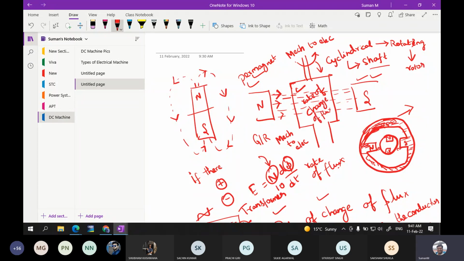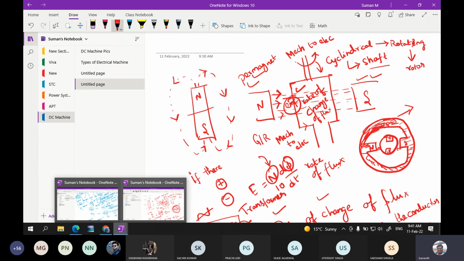When this particular conductor or wire experiences a rate of change of flux, an EMF is going to be induced on that conductor. If the EMF is induced on that conductor, then current will flow through that path if the circuit is closed. That we will see later. But here, the rate of change of flux is happening, and because of it there is going to be an EMF induced. If the circuit is closed, current will flow through that path.